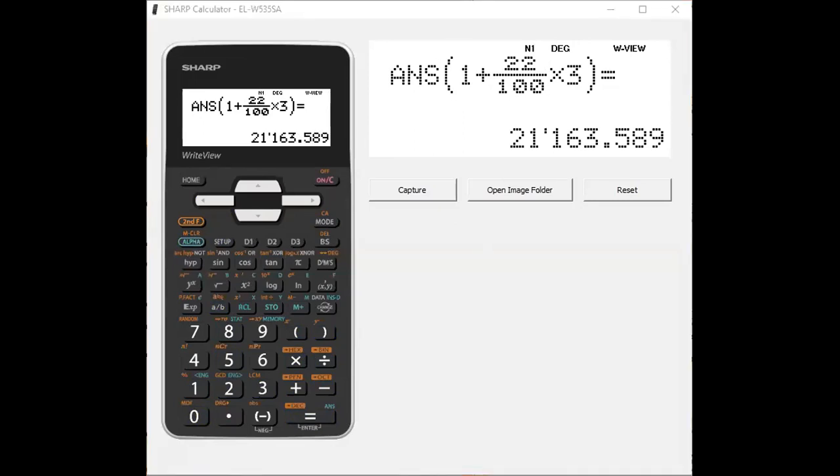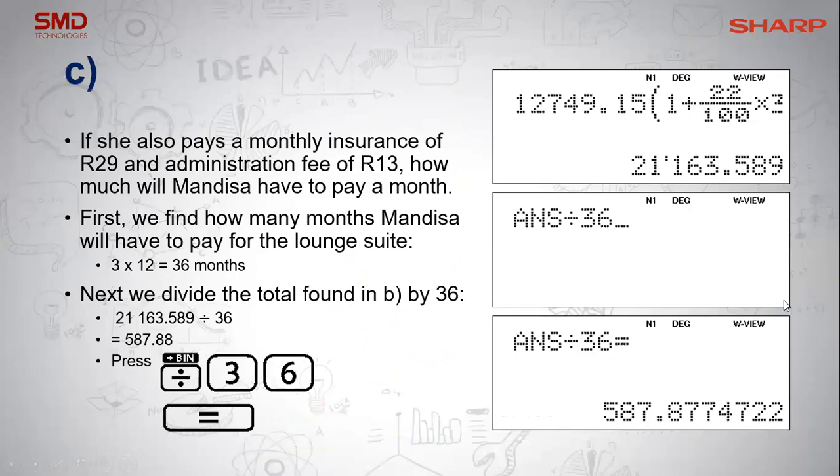Okay. So from there, it's asked if she also pays a monthly insurance fee of 29 Rand and an admin fee of 13 Rand, how much will she have to pay a month? Okay, so firstly, how many months does Mandisa have to pay off the lounge suite? That's 3 times 12, which is 36.